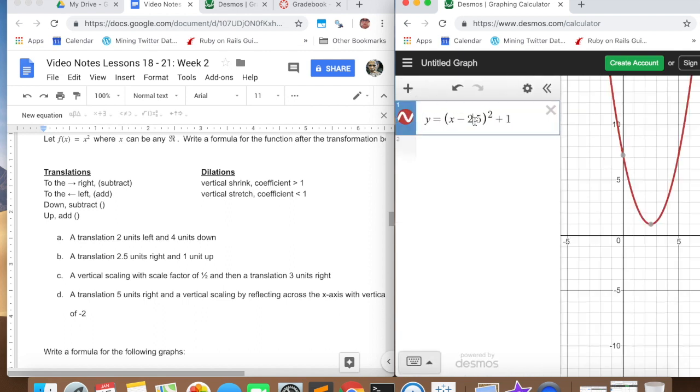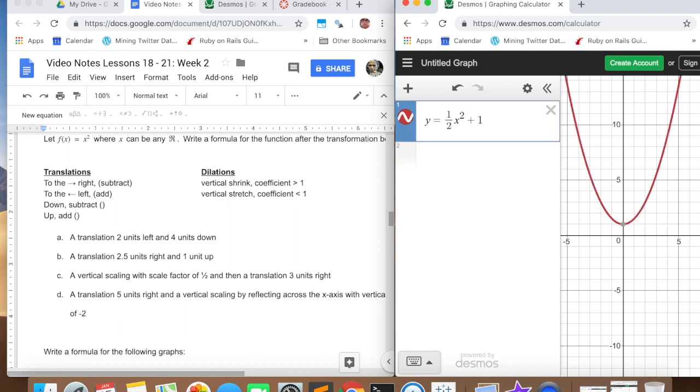The next problem, I have to use a scale factor of 1/2 and then translate it 3 units to the right. So I'm going to put that 1/2 as my coefficient. And then because I'm going to move to the right, I have to put parentheses, subtract 3 before I square it. The real secret with all of these is just practice, practice, practice. You'll get better the more that you do.